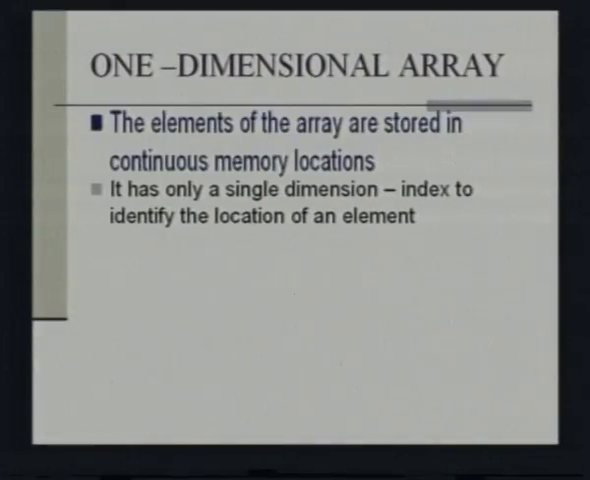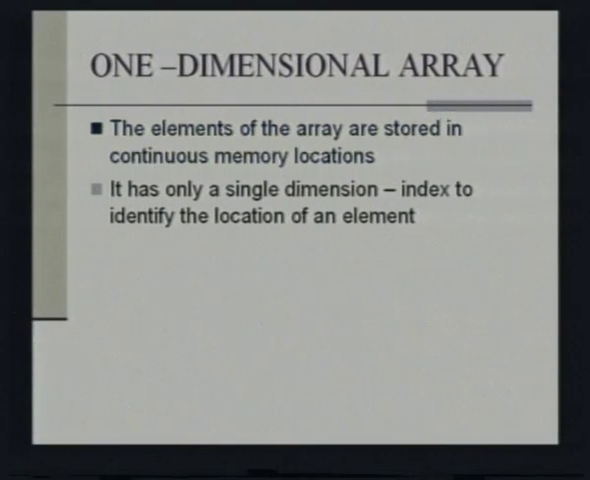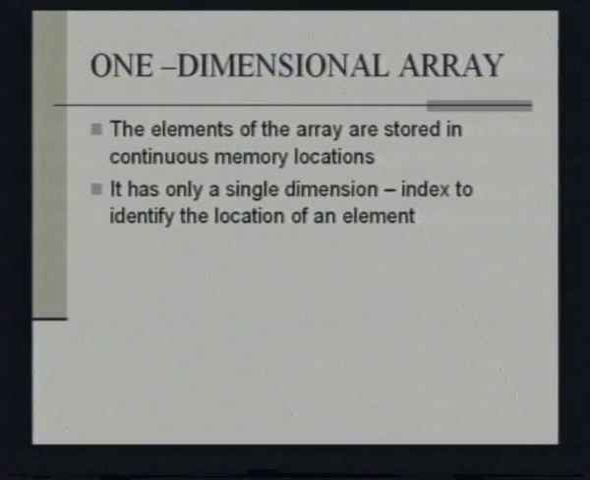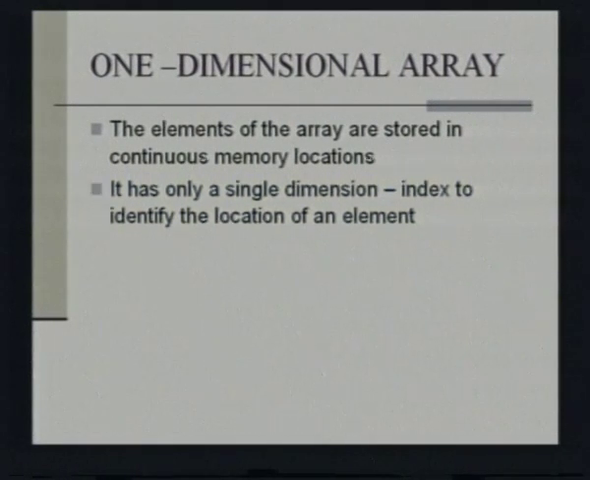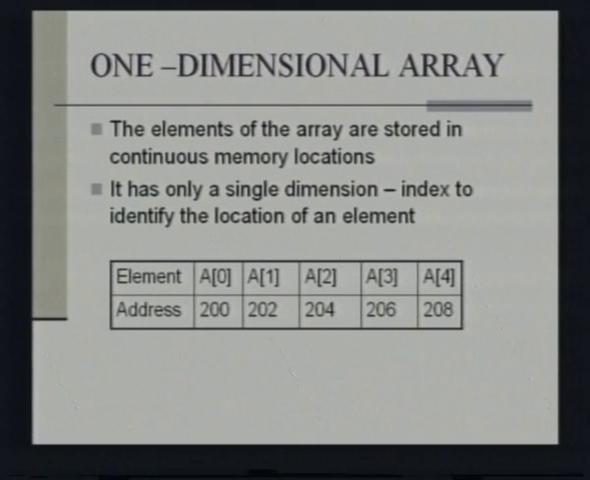First, the one-dimensional array. This is the simplest and the most normal kind of array. When you say an array, it should be at least of a single dimension. The elements are stored in continuous memory locations. It has only a single dimension, which is nothing but the element number, the index or the position, which identifies the location of the element. So this is how it is organized in memory. This is for our understanding.